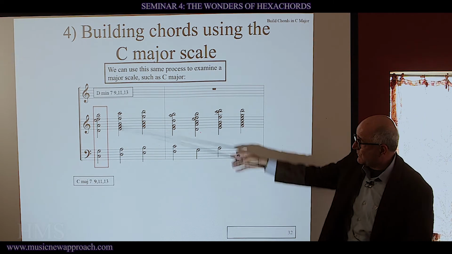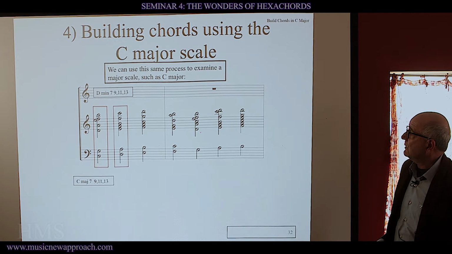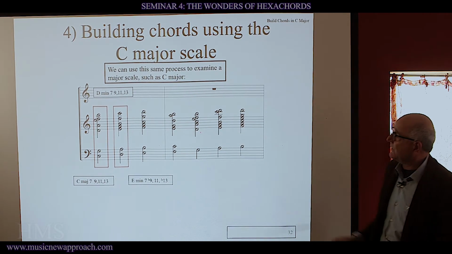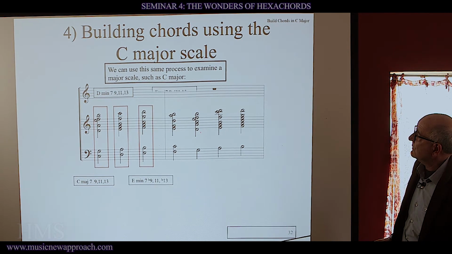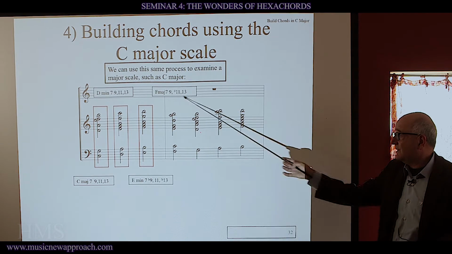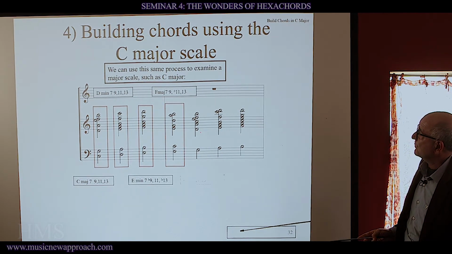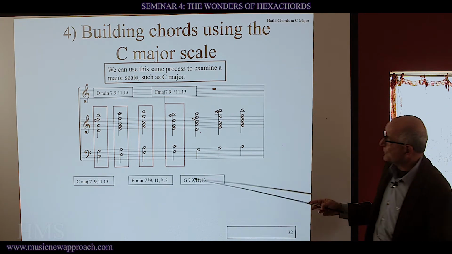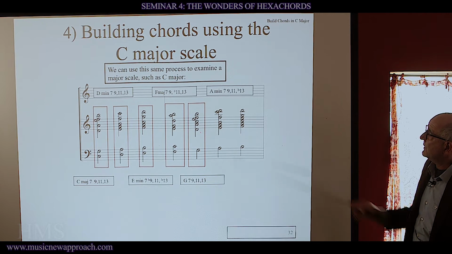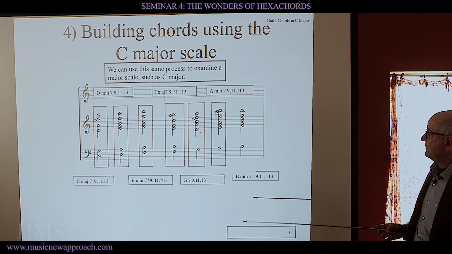Then we have a minor 7th on the 2nd scale degree with a 9, 11, and a 13. We have another minor with a flat 9, 11, and a flat 13. We have an F major 7 with a plus 11, right? So we have the Lydian sound in there when we keep extending it upwards. Then we also have the G7. So here's our dominant chord. Here's another minor chord. And here's our diminished 7.